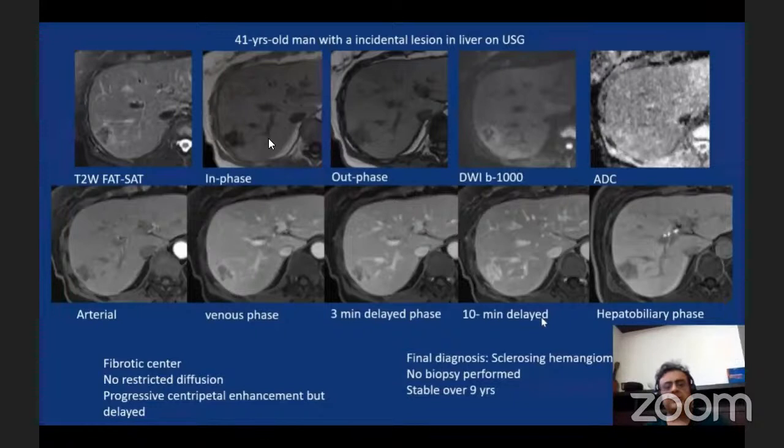Definitely cholangiocarcinoma is out of the question, and there are no ancillary features here, like capsular retraction or periductal dilatation, to suggest cholangiocarcinoma. So comprehensive evaluation is important in such cases.